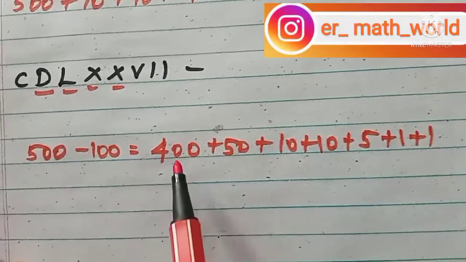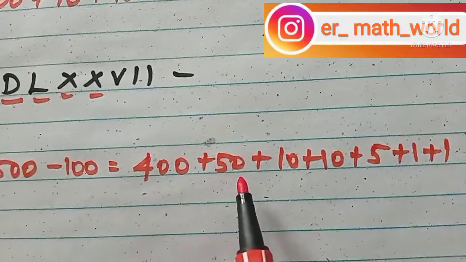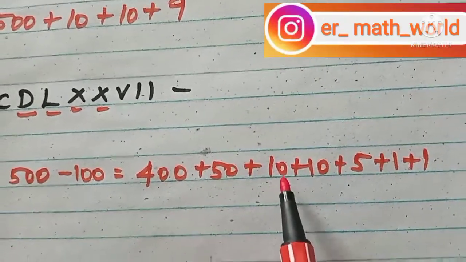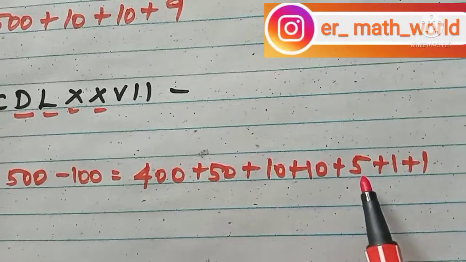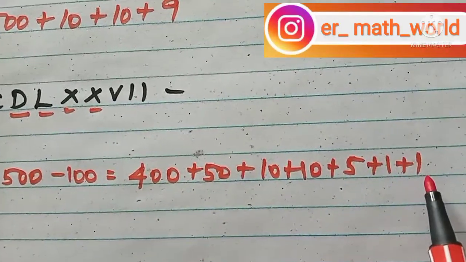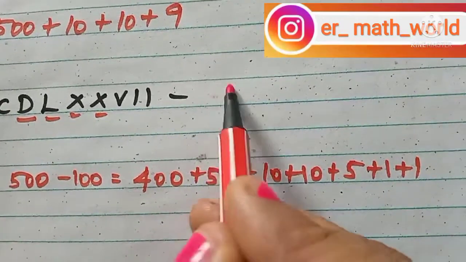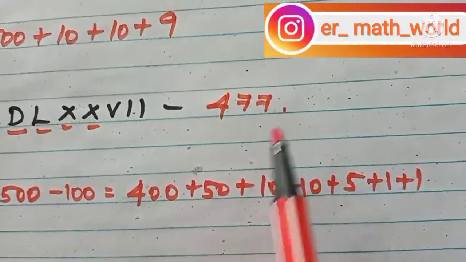Now 400 plus 50, 450. 450 plus 10, 460. 460 plus 10, 470. 470 plus 5, 475. Then plus this 2, so 477. This is how you have to change Roman numerals to numbers.